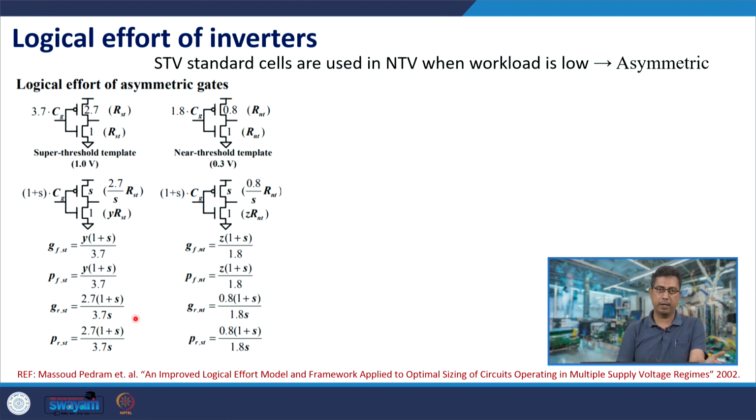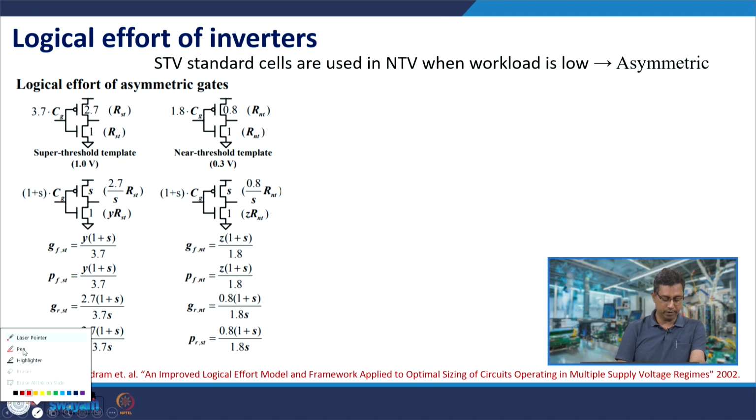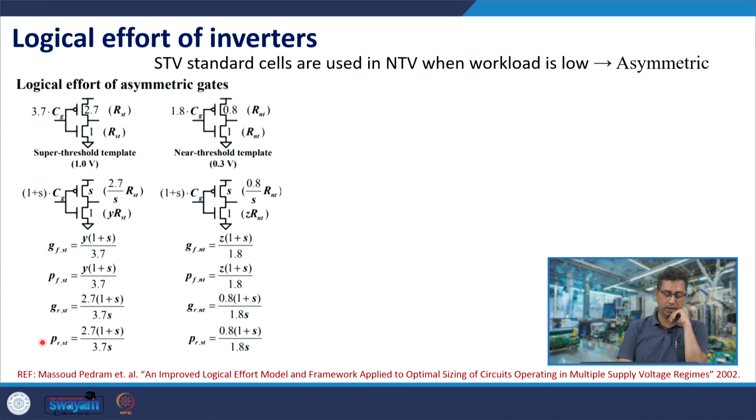Now, first let us use back of the envelope calculations to calculate logical efforts of these gates. Let us first generalize. Say that the standard cell library is sized with Wp by Wn of S, and you use a common standard cell library both in super threshold and near threshold voltage regimes, and the size is S. S could be different from 2.7 or from 0.8; it could be an intermediate value, so that it does not skew the output rise and fall transition times too much.